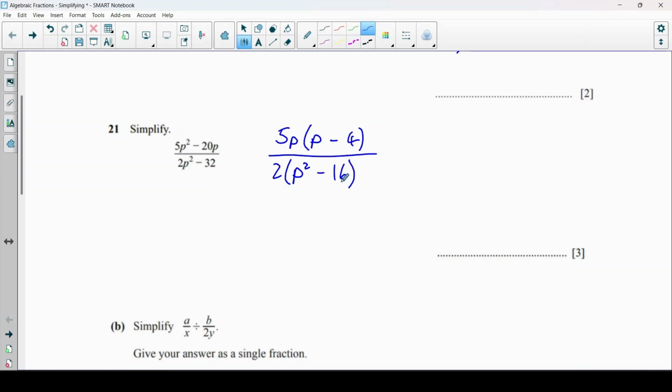Okay, and you should look at that and think, well, hang on, that's not worth 3 marks, I've only done a little bit of factorisation. And you'd be right, we can still factorise the bottom. Again, it gives us the difference of 2 squares. Let's leave the top as it is.